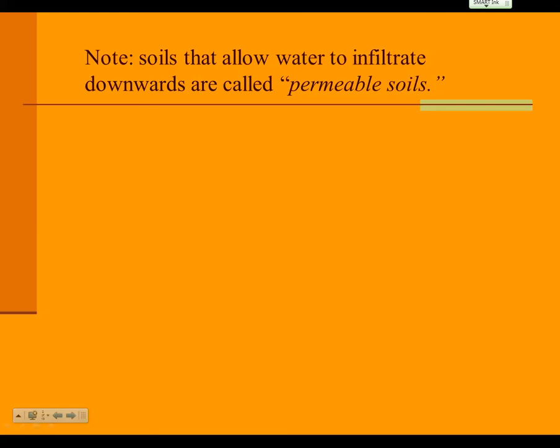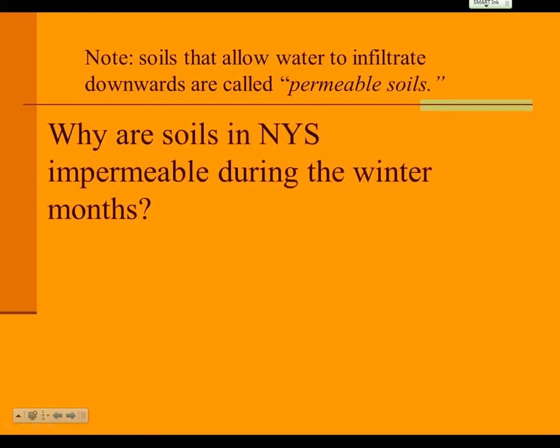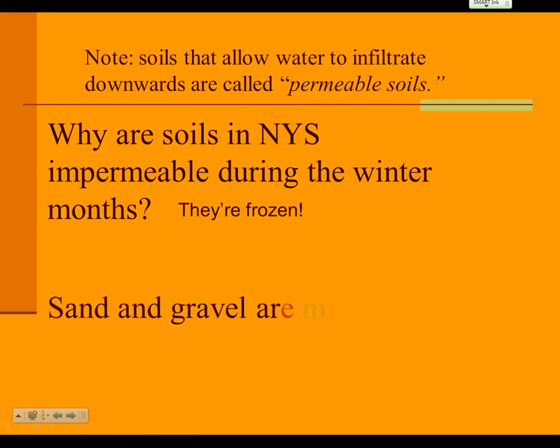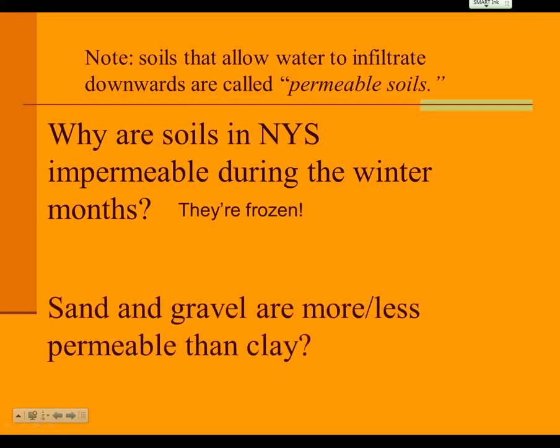Okay, note, soils that allow water to infiltrate downwards are called permeable soils. And you've heard me mention this term already. So permeable soils. And why are soils in New York State impermeable during the winter months, but not summer months? If you guessed that the soils are frozen, you're right. So frozen soils don't allow water to flow through them at all, or very little, because those pore spaces are now all frozen up. They're connected by frost.